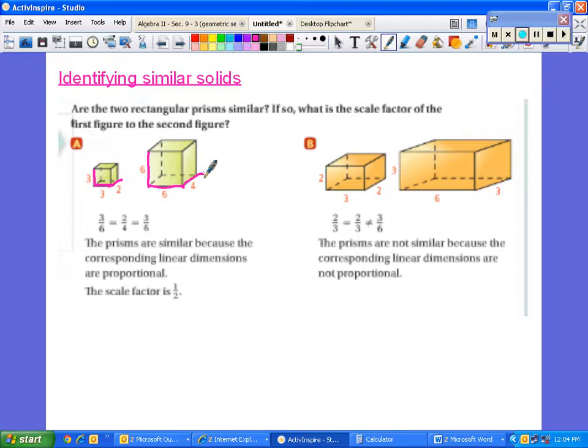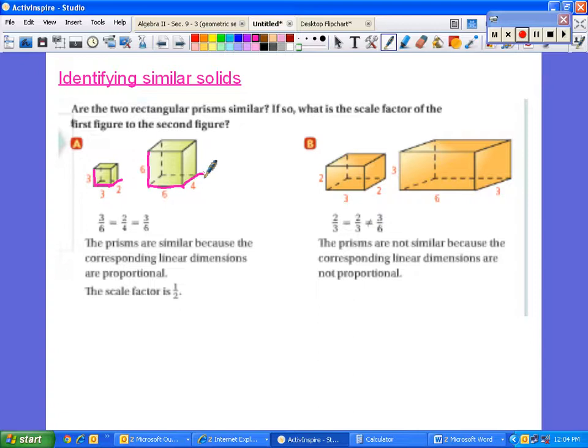If you compare 3 over 6 and 3 over 6 and 2 over 4, if you simplify them all down, you will see that they all equal a half. So these two solids are similar because in the second one, each side is twice as big as the corresponding side on the first one.